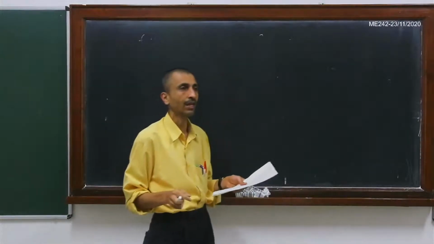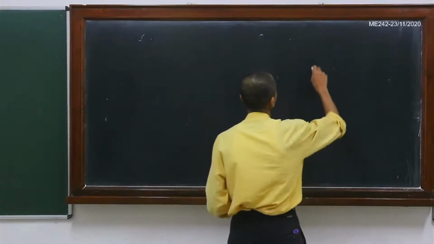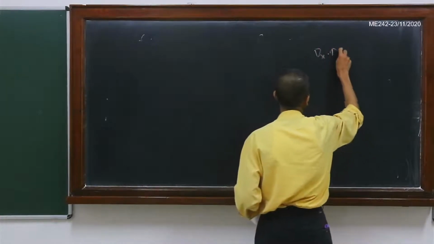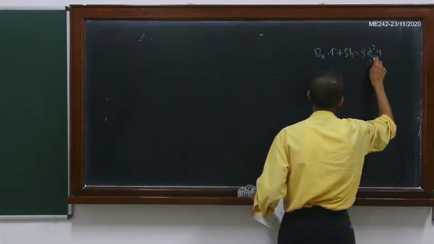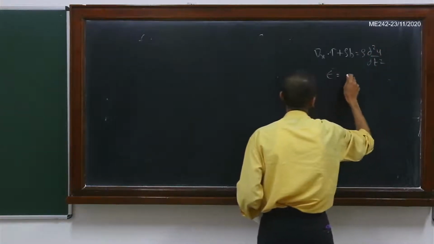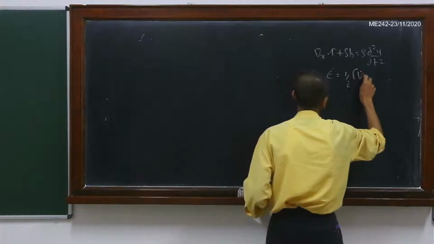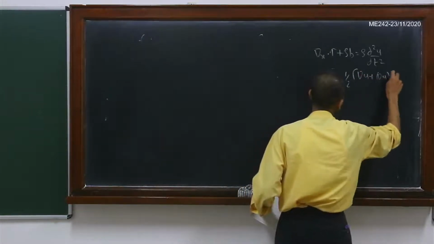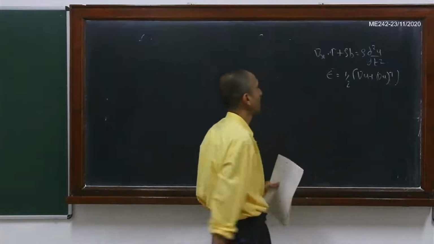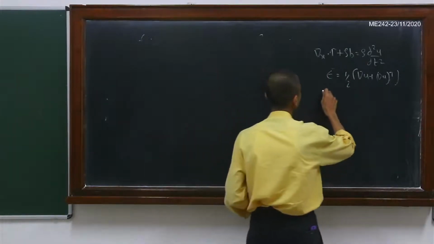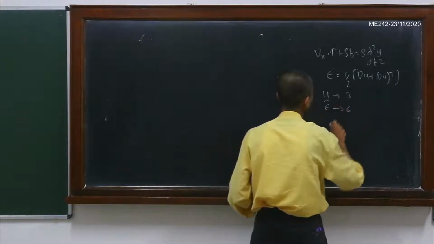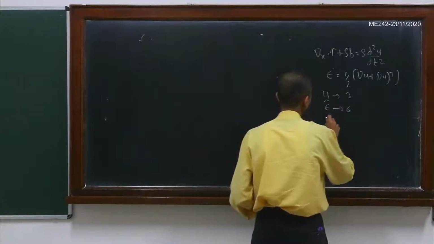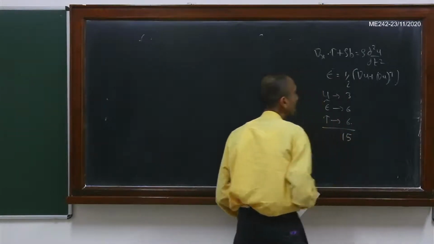right? Finally, we have already got the equations: del dot tau plus rho b is equal to rho del square u by del t square, and epsilon is equal to half of del u plus del u transpose. But you will see that now you have 3 components for the displacement, 6 components for the strain, and 6 components for the stress. So you have a total of 15 unknowns.